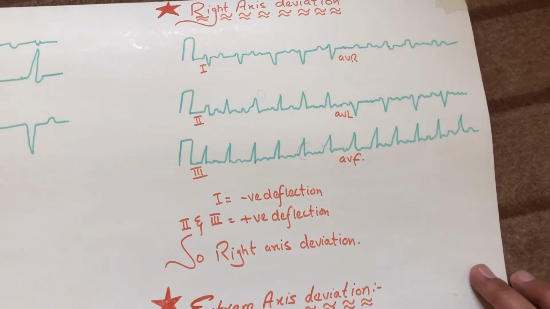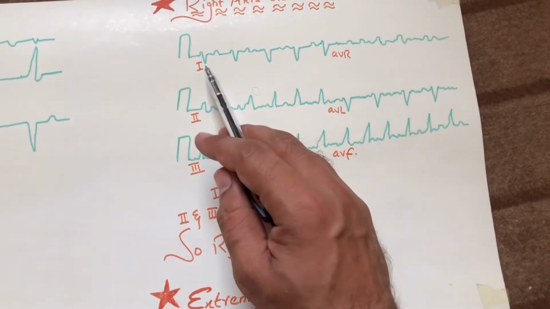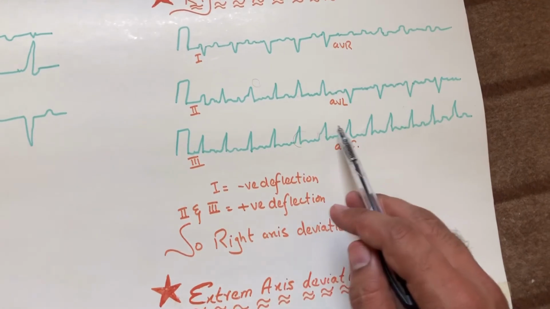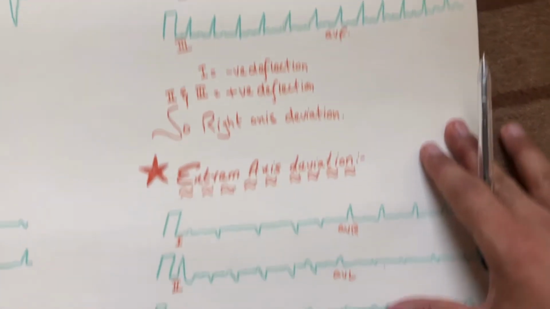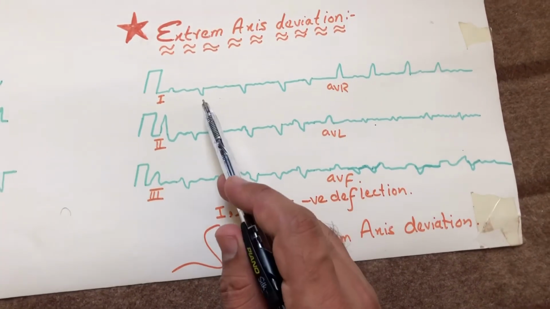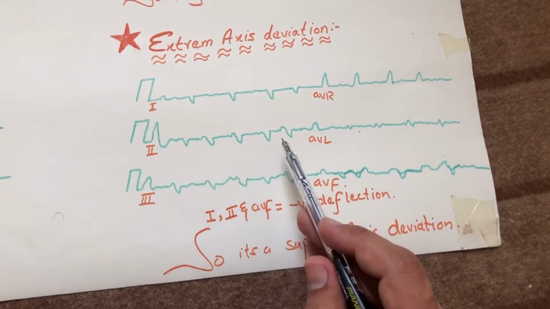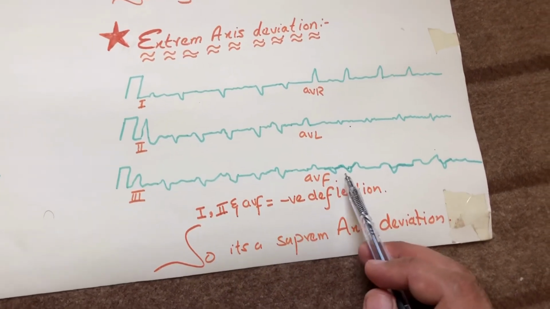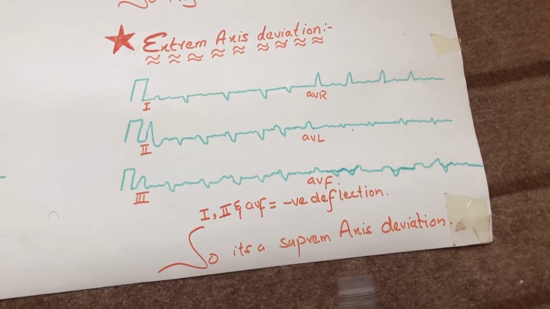Okay, now extreme axis deviation. Extreme axis deviation is when leads 1, 2 and AVF all have negative deflections. See, this is negative deflection predominantly, and AVF negative deflection. So this is actually extreme axis.